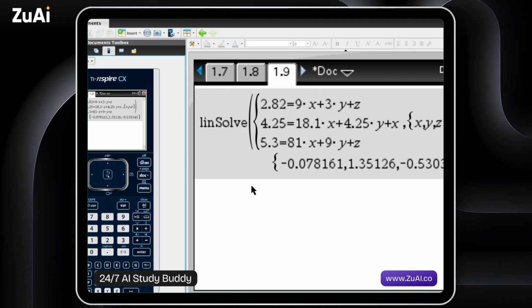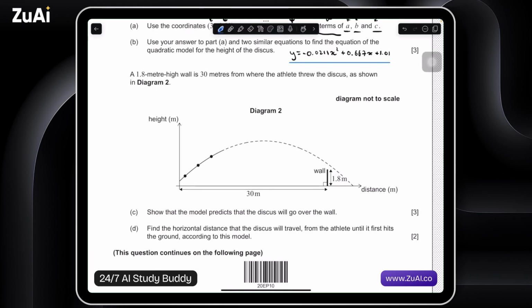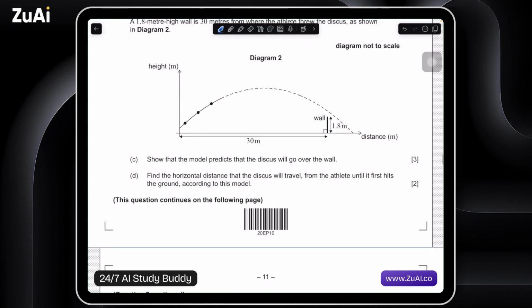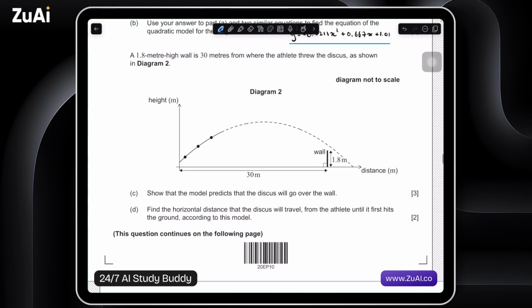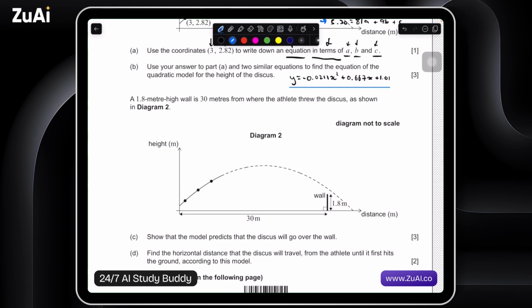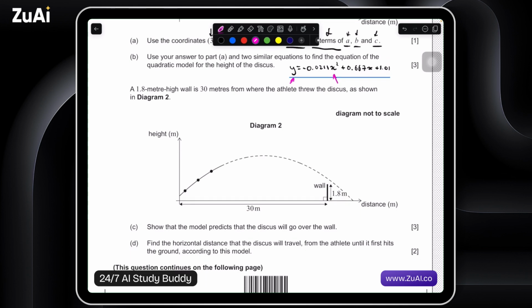Okay, let's go back to the document itself. A 1.8 meter high wall is 30 meters from where the athlete threw the discus, as shown in diagram 2. Show that the model predicts that the discus will go over the wall. Find the horizontal distance that the discus will travel from the athlete until it first hits the ground, according to this model. Our model gives us a relationship between the height of the discus and the horizontal distance.